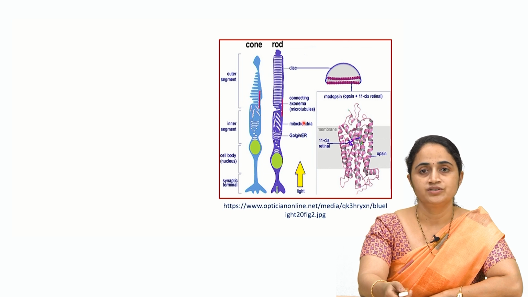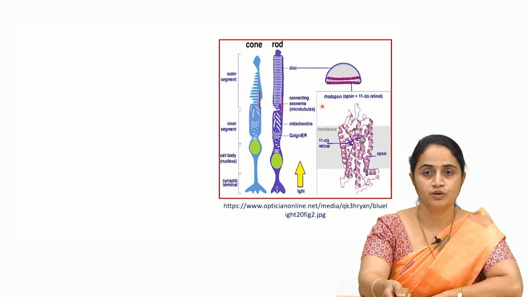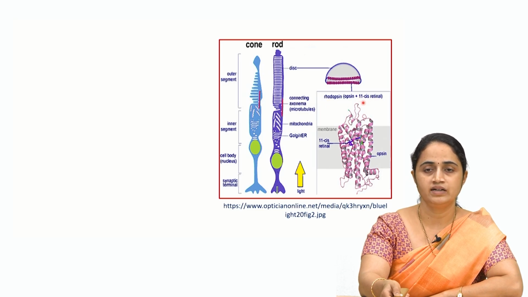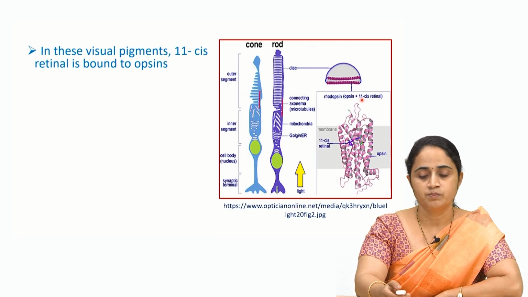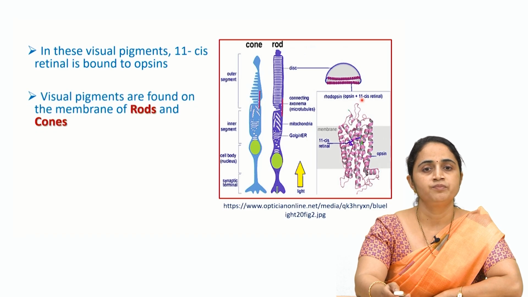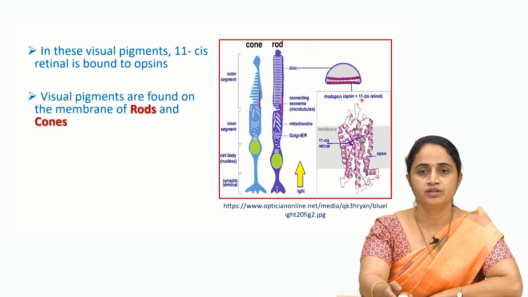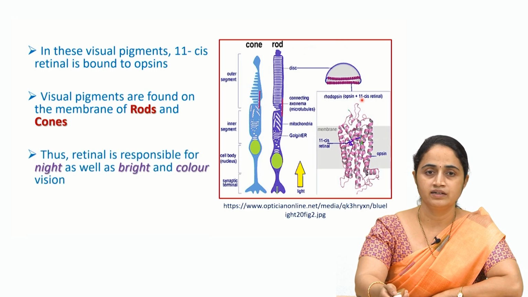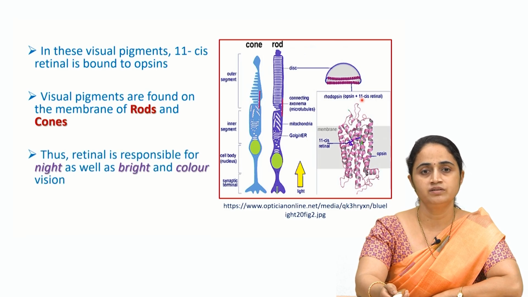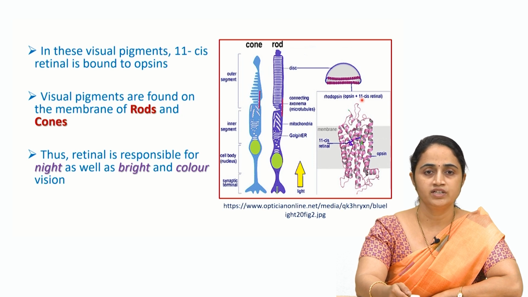These are the structures of rods and cones. Their membranes will have the rhodopsin with the opsin and vitamin A as 11-cis retinol. In these visual pigments, 11-cis retinol is bound to the opsin and responsible for vision. These visual pigments are found on the membranes of the rods and cones and responsible for both bright and color vision as well as night vision in the rods. Rods for night vision and cones for colored or bright vision.